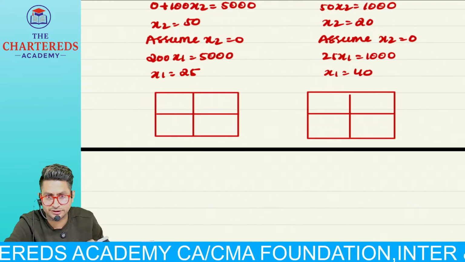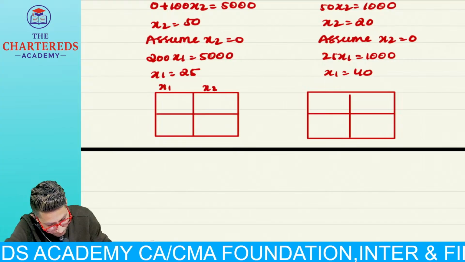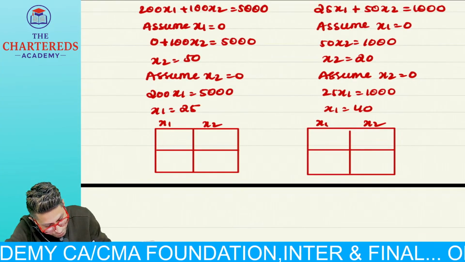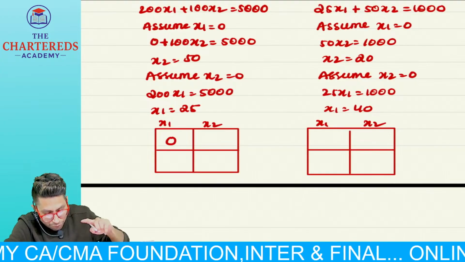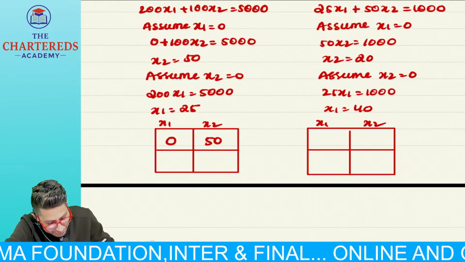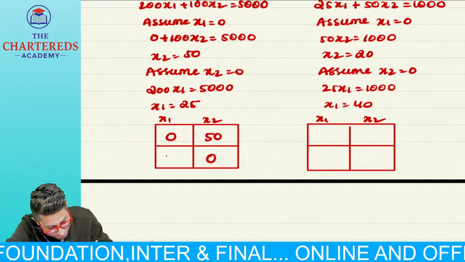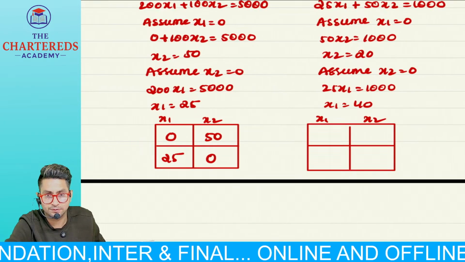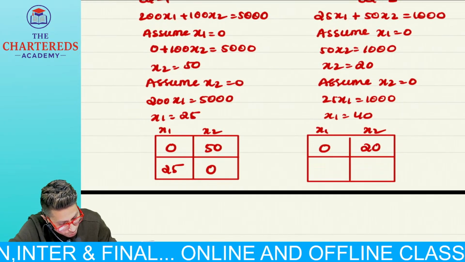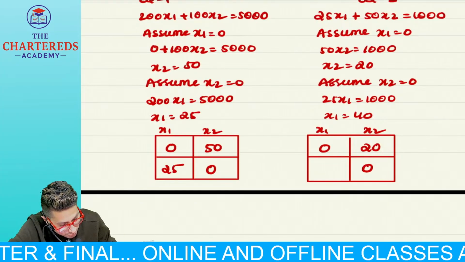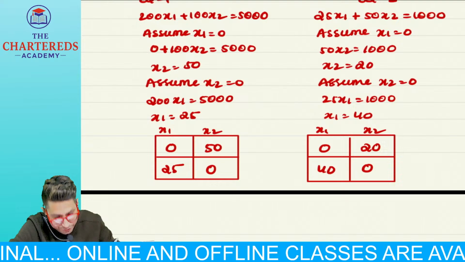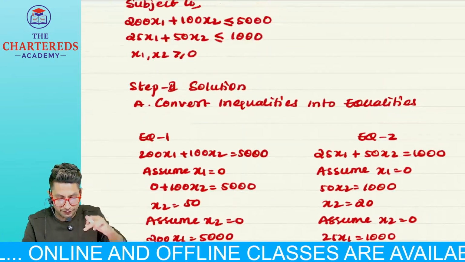For easy reference, I'm writing in a box x1, x2, x1, x2. First, we have assumed x1 to be 0. If x1 is 0, what is the value of x2? 50. Then if x2 is 0, what is the value of x1? Understood? Again, if x1 is 0, what is the value of x2? 20. And if x2 is 0, what is the value of x1? 40. Understood? Till here, you note down. Then I will start drawing the graph.